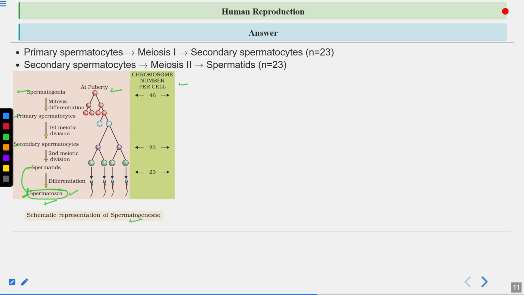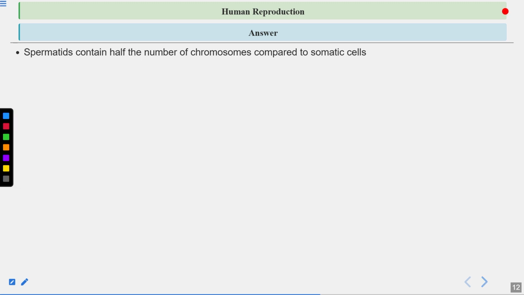Okay, this is clear now. This was spermatogenesis, which means sperm formation or male gamete formation, which occurs in the seminiferous tubule present within the testes. So spermatids contain half the number of chromosomes compared to somatic cells.